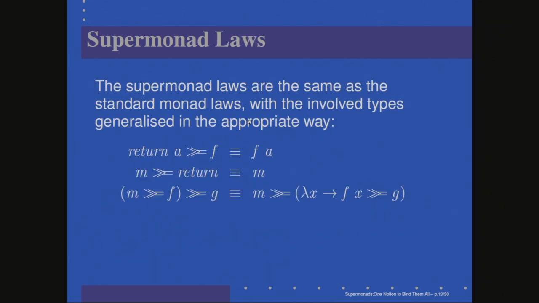Okay, well, you know that monads come with laws. What about these supermonads? Do they come with laws? Well, yes, they do. And the nice thing is that the laws are exactly the laws you know and love. They look exactly the same, at least at this level. The types, of course, will be more defined. But the laws themselves are intuitive and what you're used to.